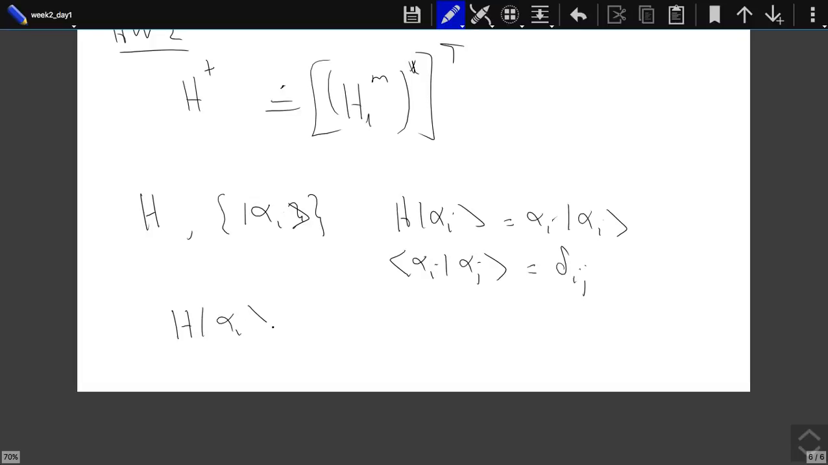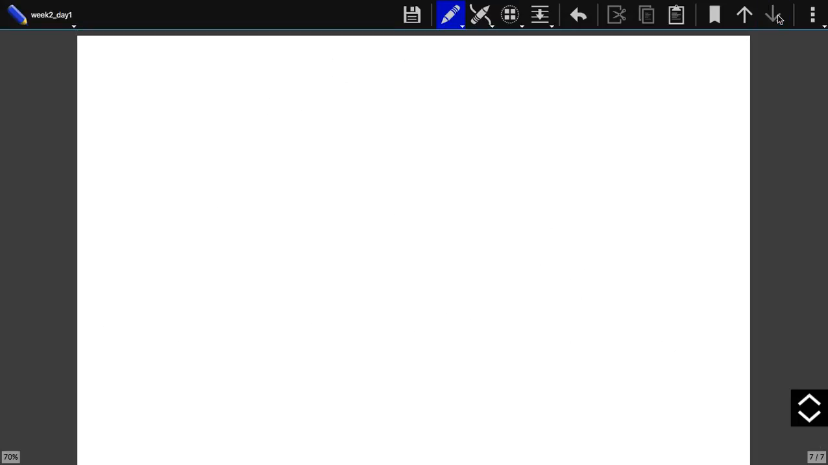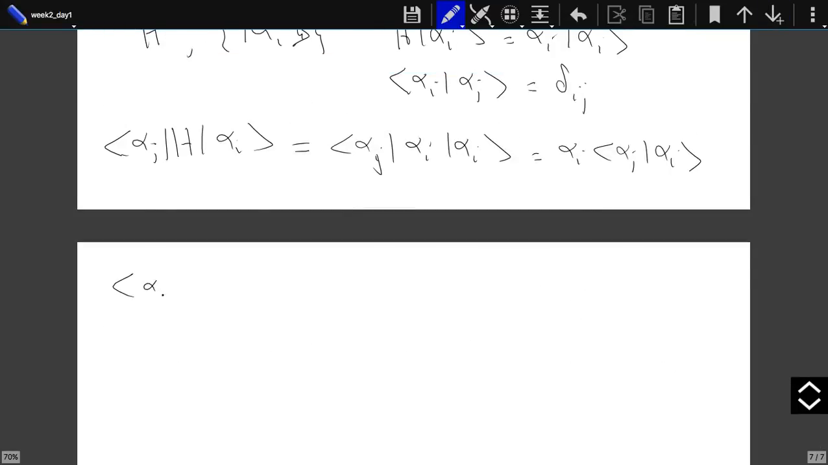Well, alpha_i is just a number. I can take it out of this inner product. Alpha_i, <alpha_j|alpha_i>. Well, this is an orthonormal basis. So this <alpha_j|H|alpha_i>, well, this is nothing but Kronecker delta ij. This is equal to alpha_i, Kronecker delta ij. As a matrix representation, we said that this we can write as H_ji.